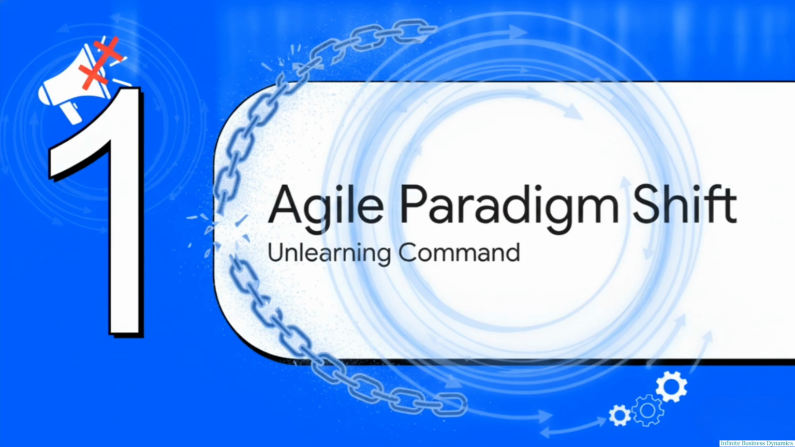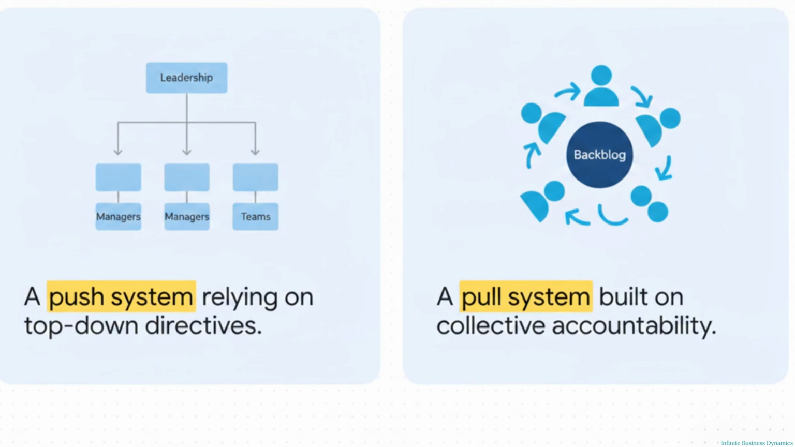Section 1. The Agile Paradigm Shift. Unlearning Command. Okay, let's dive into this. Because to succeed, the absolute first thing we need to address is the necessity of abandoning those command and control reflexes. See, experienced traditional project managers consistently struggle with Scrum concepts. Why? Because they're relying on professional instincts developed in predictive environments.